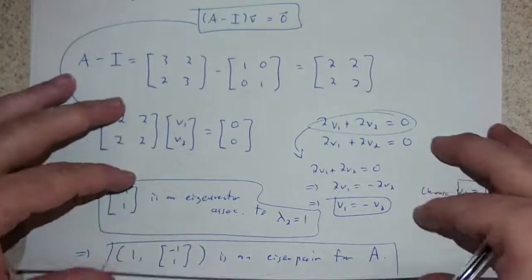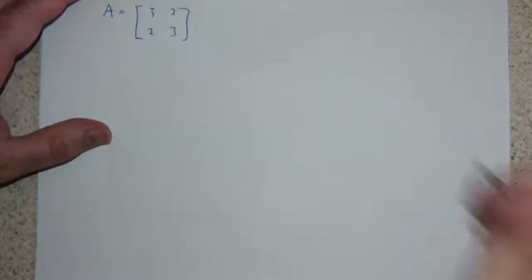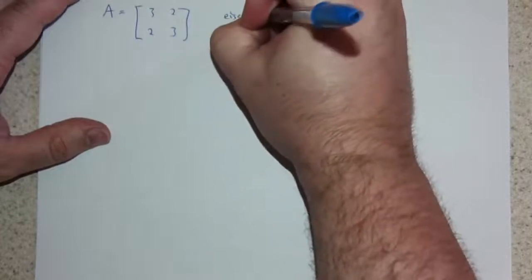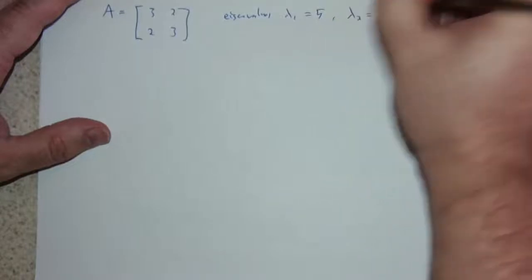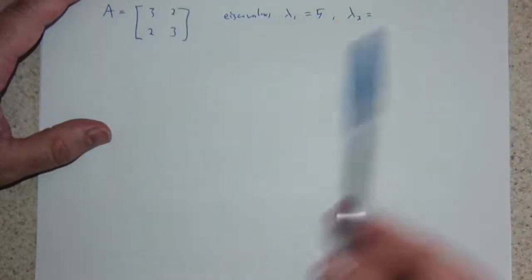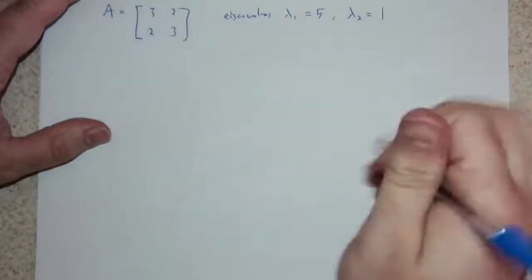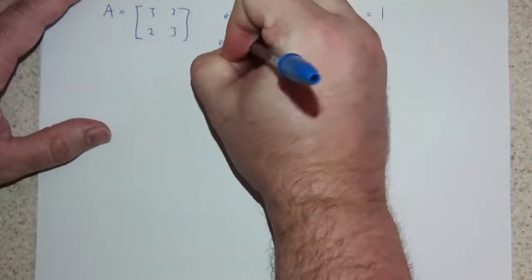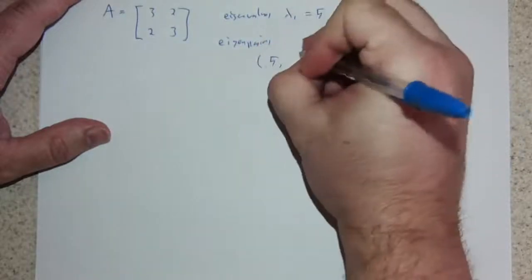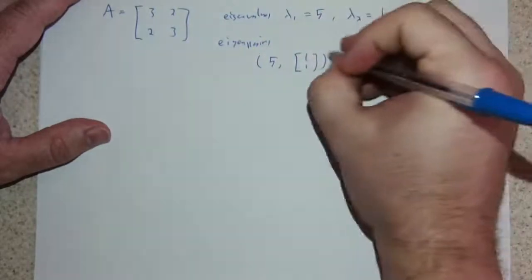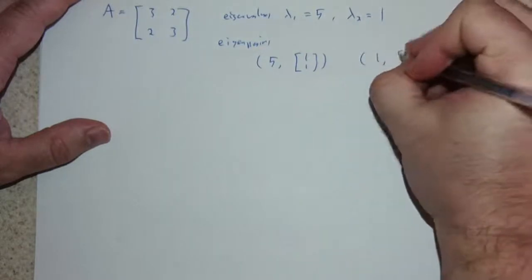And so, just to recap, we had a matrix A that was the matrix 3, 2, 2, 3. It had eigenvalues lambda 1 equals 5, lambda 2 equals 1. And it had eigenvectors, or I'll write them as eigenpairs. So eigenpairs (5, 1, 1), and (1, minus 1, 1).